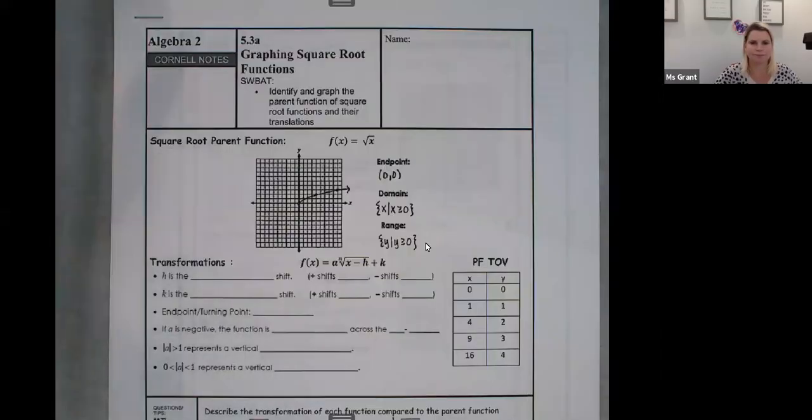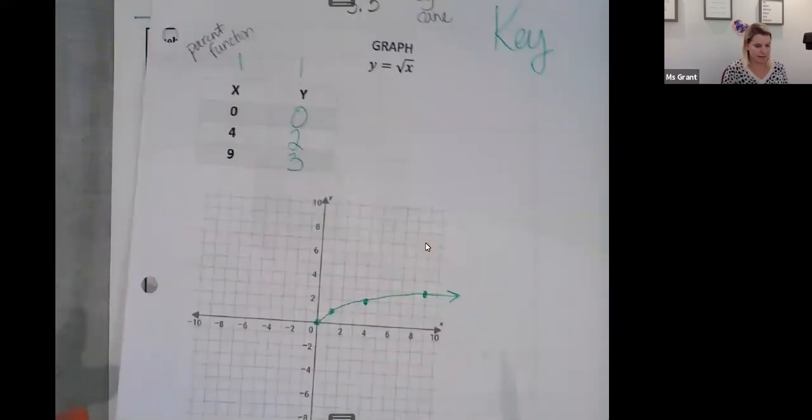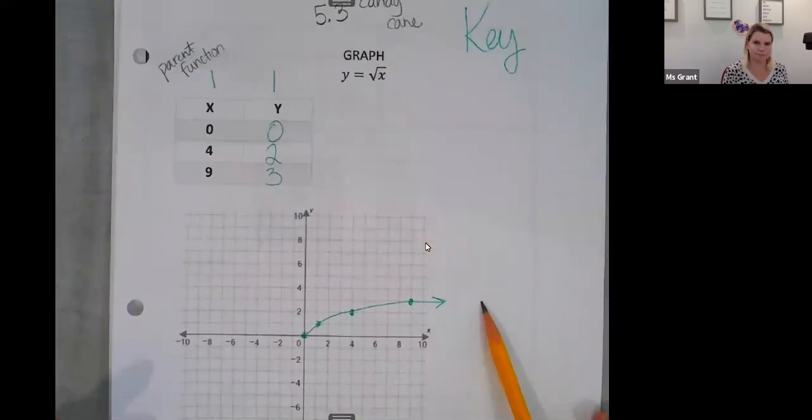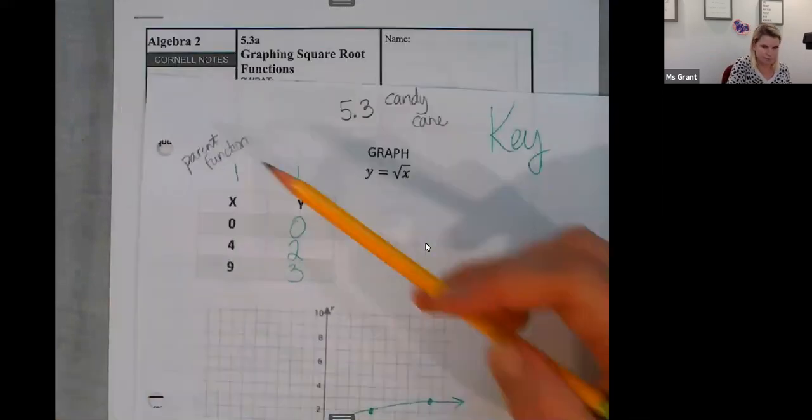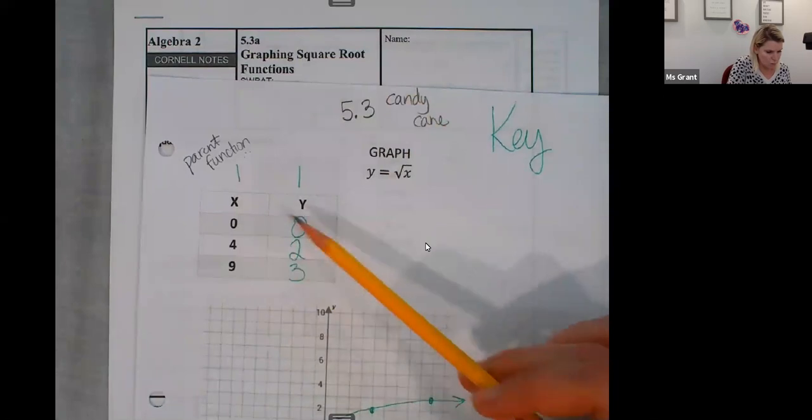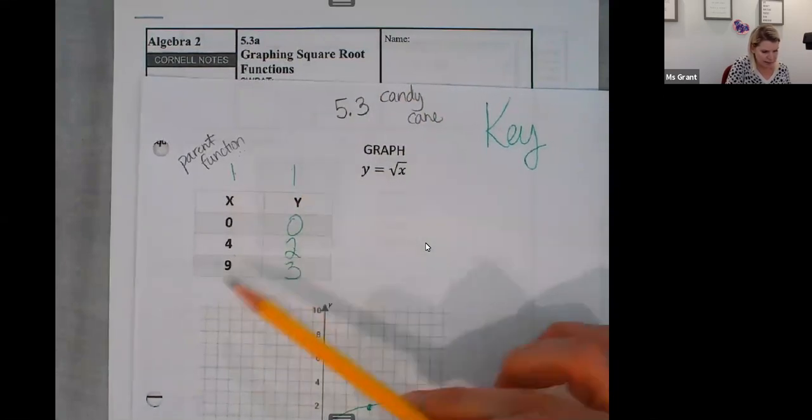But okay, we are in 5.3a. We're graphing square root functions. The graphs of square roots will always be in this shape. Always. And this right here is my parent function: 0, 0, 1, 1, 4, 2, 9, 3.